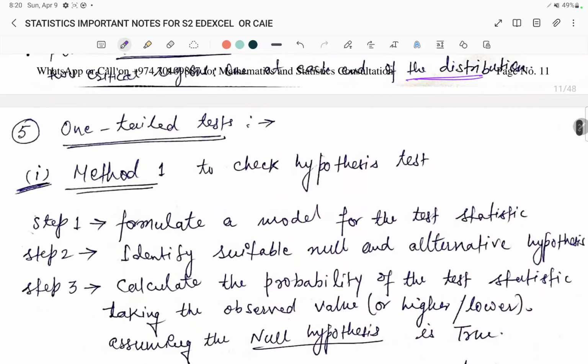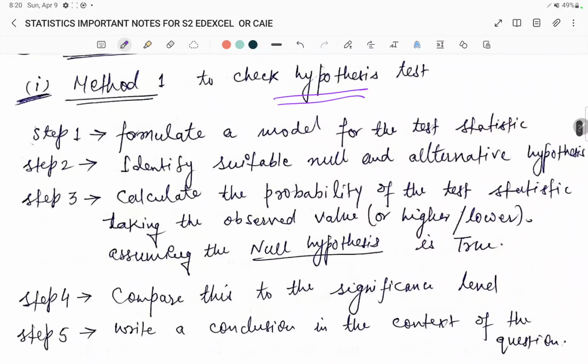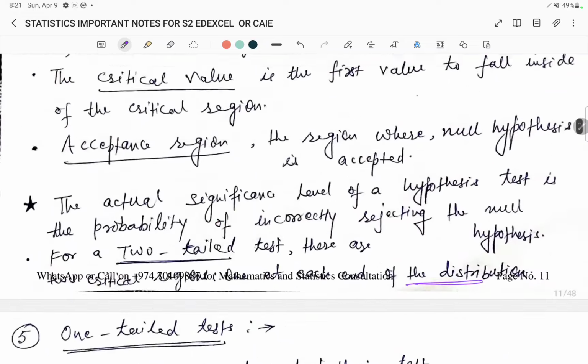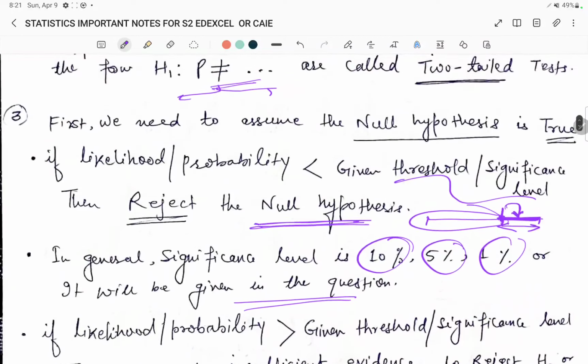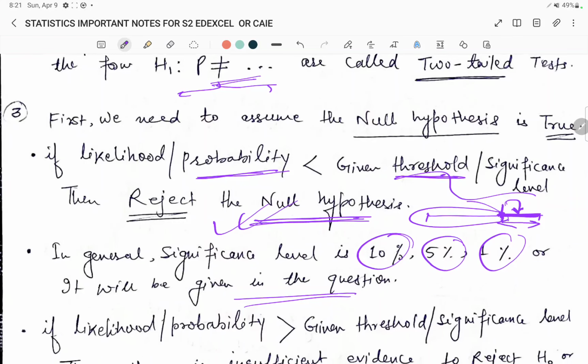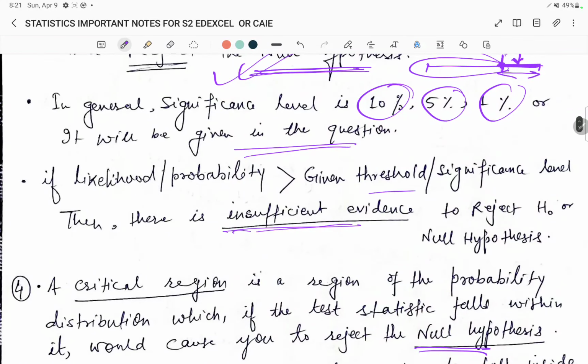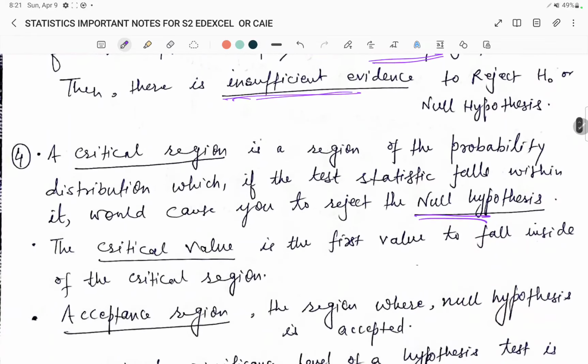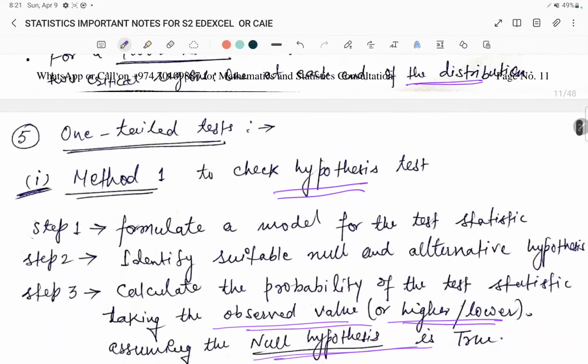One-tail test, method 1, to check a hypothesis test. Step 1, formulate a model for the test statistic. Step 2, identify suitable null and alternative hypotheses. Then calculate the probability of the test statistic, taking the observed value or higher or lower, assuming the null hypothesis. Here it is telling that we have to find the probability of the test statistic, and if the probability is less than the significance level, then we will reject the null hypothesis. If the probability is greater than the significance level, then there is insufficient evidence to reject the null hypothesis.